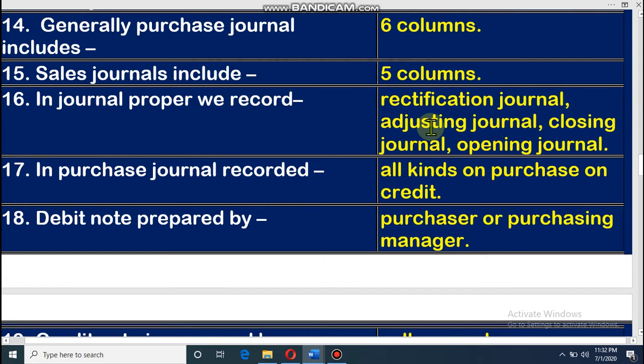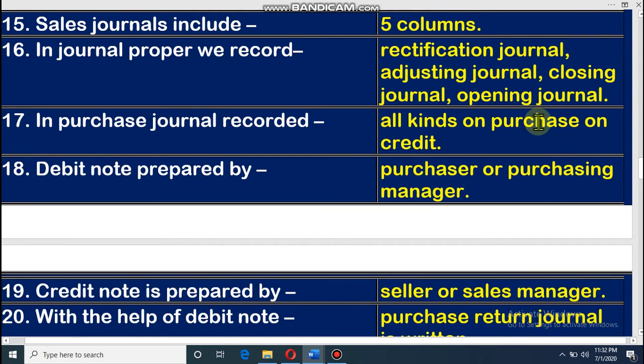In purchase journal we record all kinds of purchase on credit. Dear student, be careful. All types of purchase will not be recorded in purchase journal, all types of credit purchase will be recorded in purchase journal. In the same way, in sales journal we record all types of credit sales, not all sales.